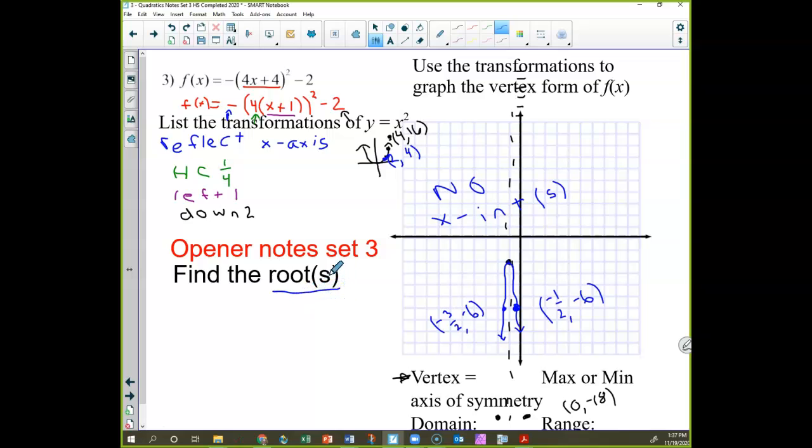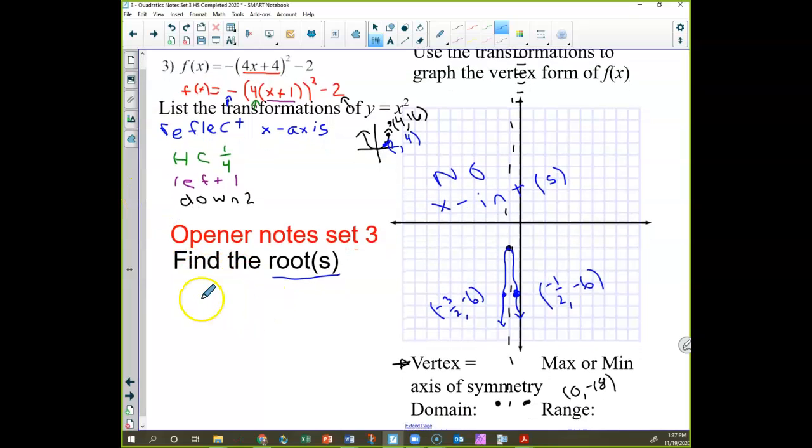Does this have any roots? Well, that answer is yes. And we're going to at least start the process of finding those roots. Roots would mean y is 0. So 0 is equal to the opposite of 4x plus 4 quantity squared minus 2. And so we want to solve for x, so we want to get x by itself.